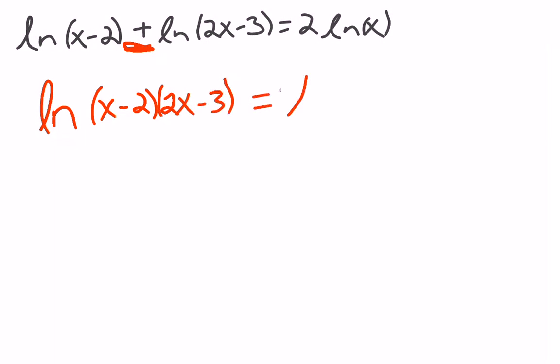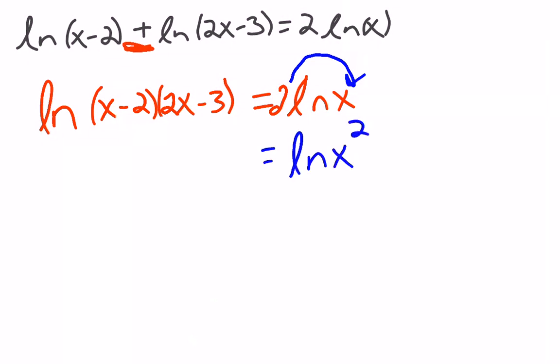Equals, whoops, lost my 2 natural log of x. The other thing we can do is bring in that 2 on the right-hand side as an x squared. So I'm just going to write that: natural log of x squared. And you can FOIL all this stuff out. So we get 2x squared minus 3x minus 4x, so minus 7x plus 6.